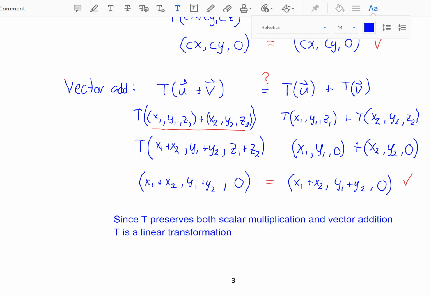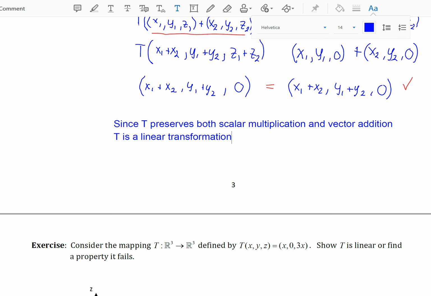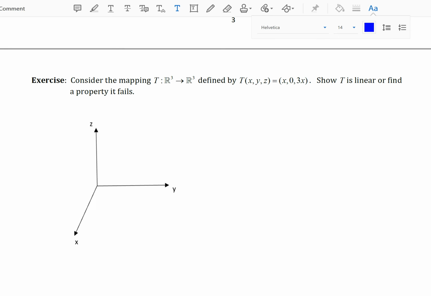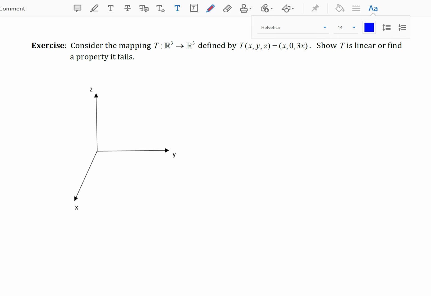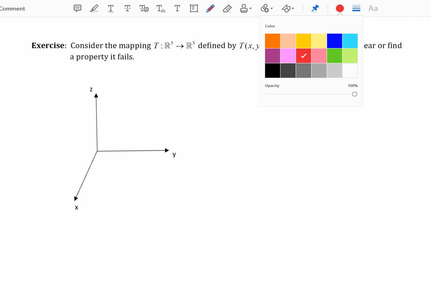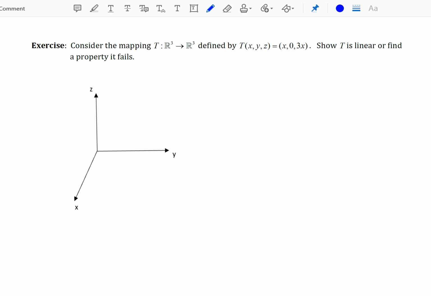Let's look at another example. Consider the mapping T, mapping again R3 onto R3, defined by the function T of xyz is equal to x, 0, 3x. Here, I want to show that T is linear or find the property that it fails. And I also kind of want to give a graphic of this.